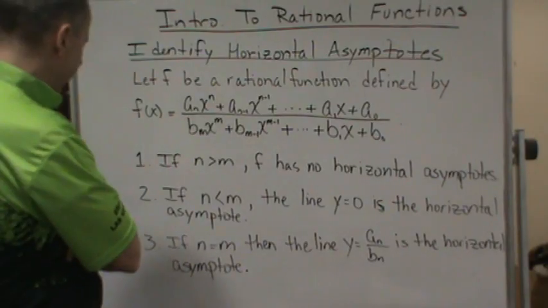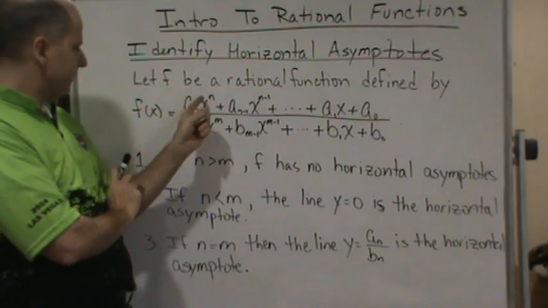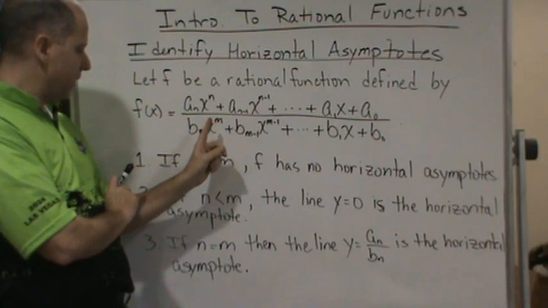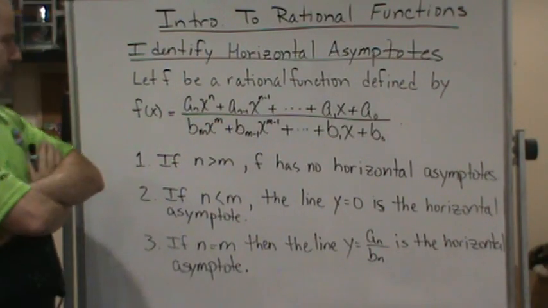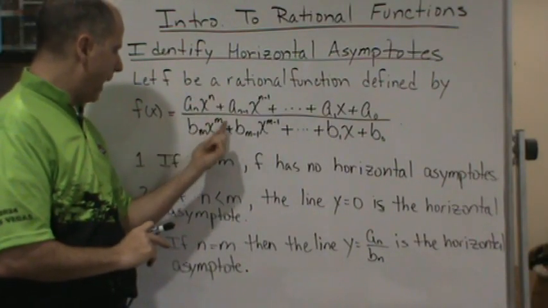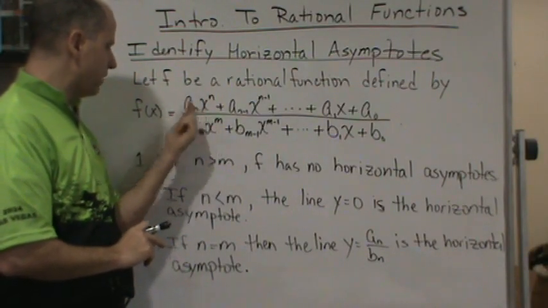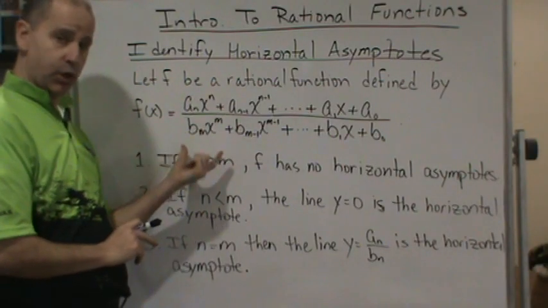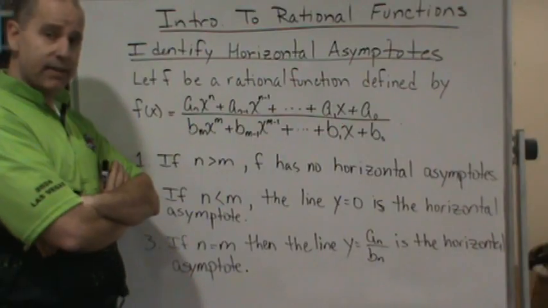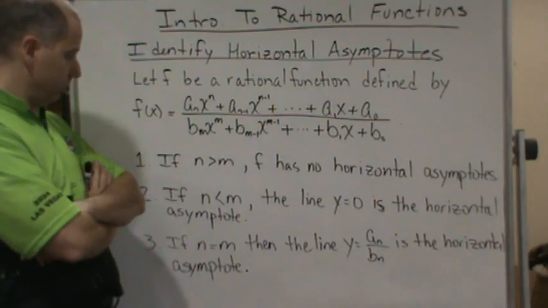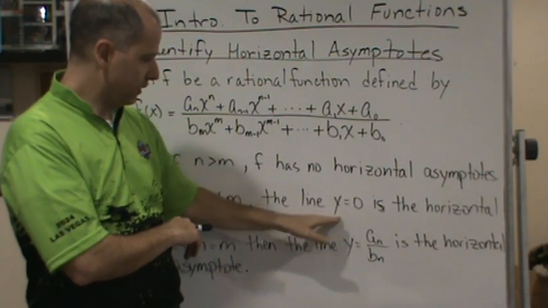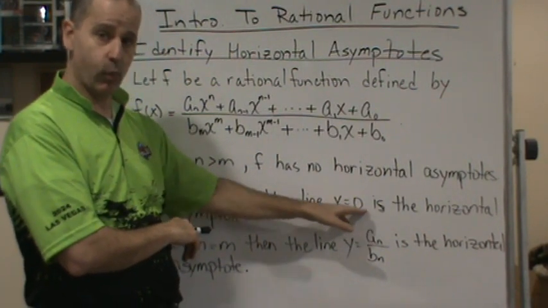Okay? What if the exponent on top is smaller than the exponent on the bottom? Well, what's happening to this ratio then? Well, if the bottom is growing faster than the top, that means this ratio of the leading terms is what? It's heading towards 0, right? Which is exactly what we say here. The horizontal asymptote is going to be at y equals 0.